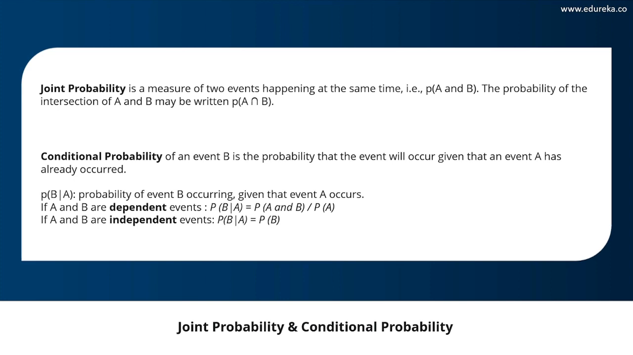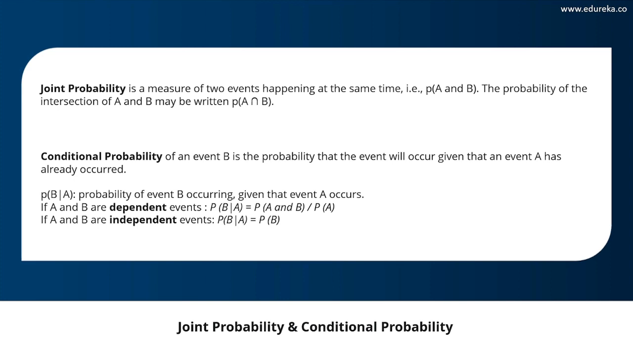Next, we have something known as conditional probability. The conditional probability of an event X is the probability that the event will occur given that an event Y has already occurred. So P(X|Y) basically represents the probability of event X occurring given that event Y occurs. Now there are two ways you can represent conditional probability.